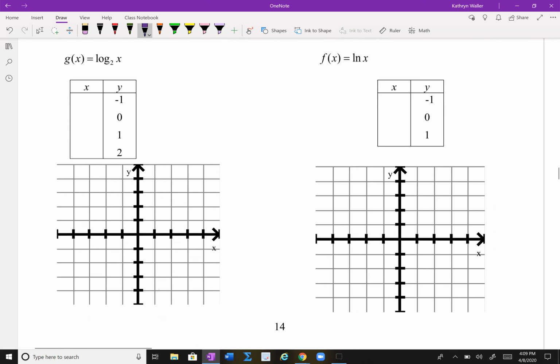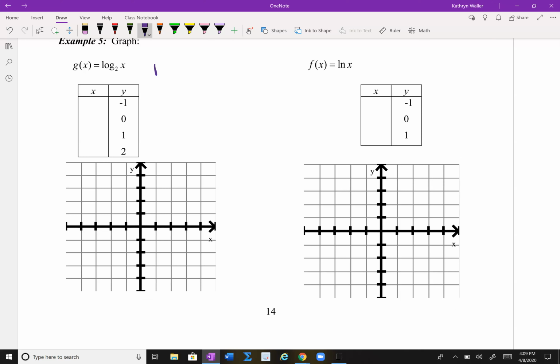So watch how fast I can graph this. First of all, this is a parent graph. How do I know it's a parent graph? Because if it looked, say, like this, that would be shifted down 2. That's not a parent because it has an adjustment. If it looked like this, minus 2, that would be shifting it right 2. That has an adjustment, so it's not a parent. If you had a 3 out in front, it has an adjustment, it's not a parent. Well, this doesn't have any adjustments, so it's a parent.